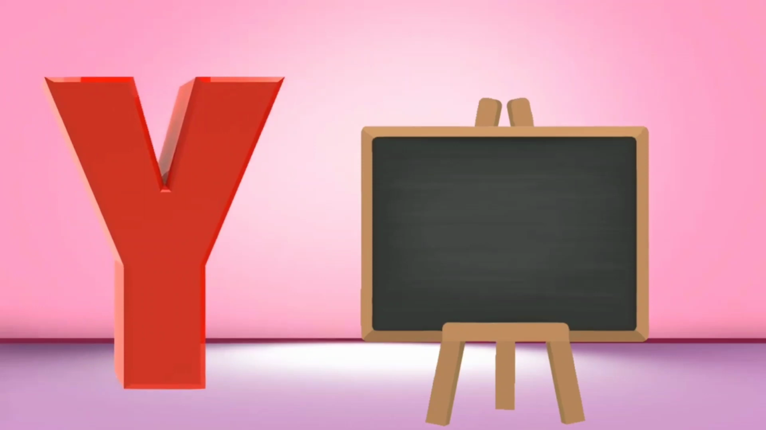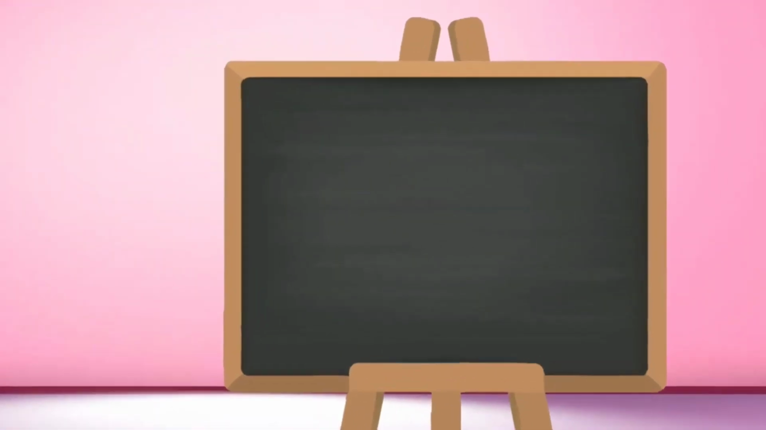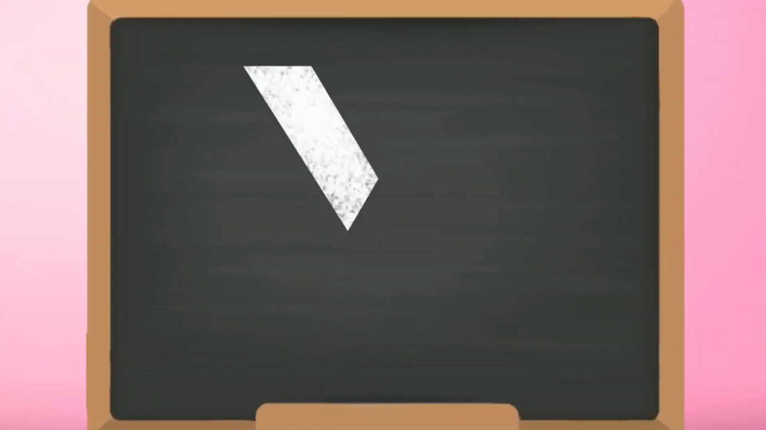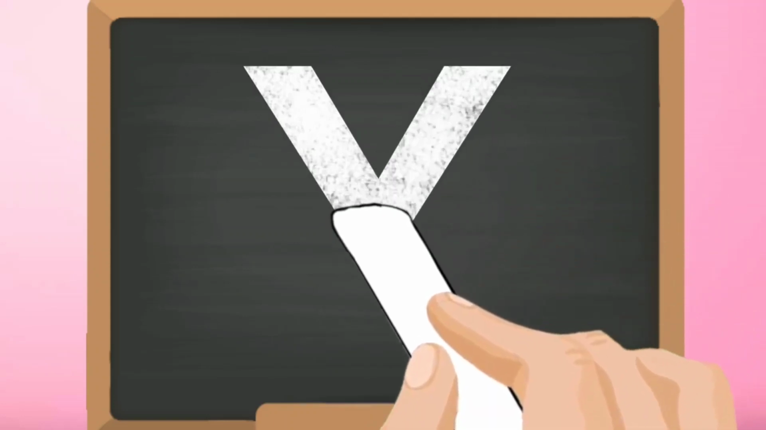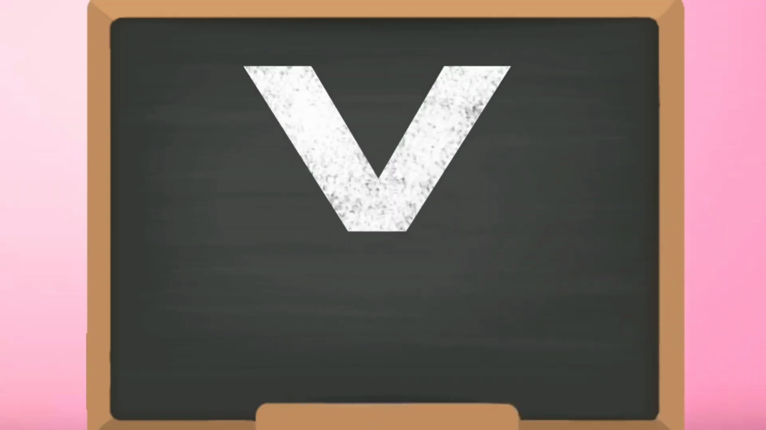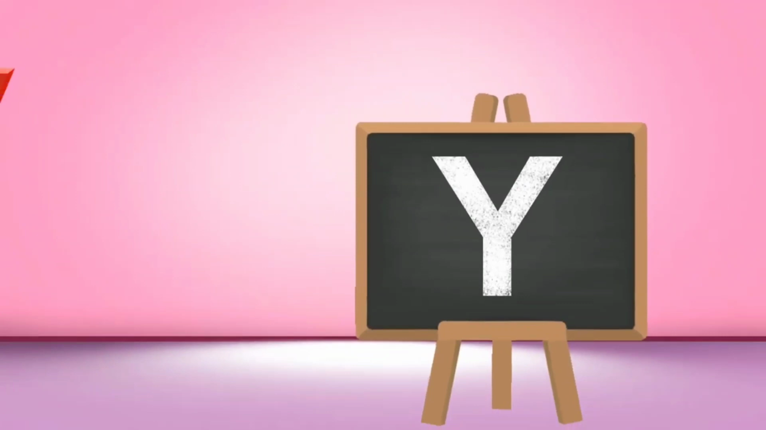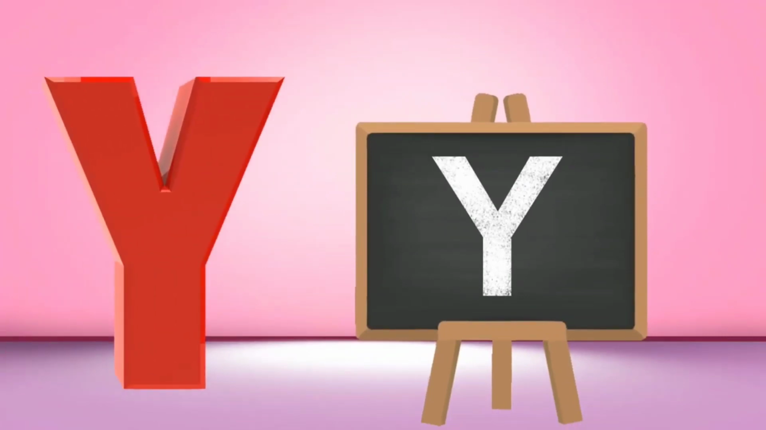Y. Capital Y. Start from the top and make a slant down to the right till the middle. Go to the top again and now make a slanting line down to the left till the middle. From the meeting point of these lines, draw a standing line to the bottom. Capital Y.